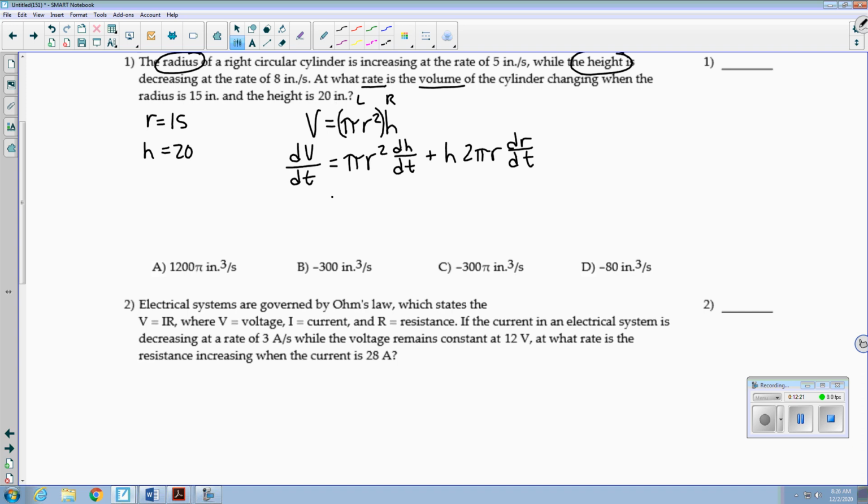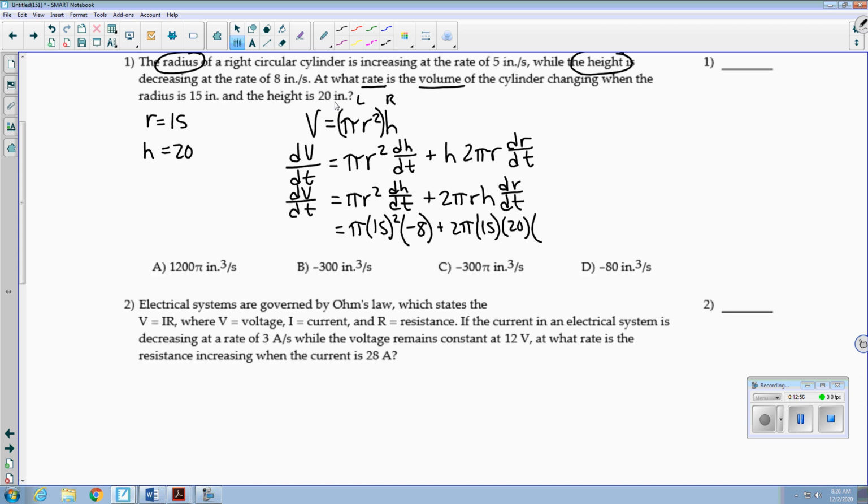So we're just going to clean this up a little bit. We have pi r squared dh/dt plus 2 pi r h dr/dt equals dV/dt. And we are looking for the rate of change of the volume. So now I want to substitute in the values that I have. We have pi. We were looking at the point in time when the radius is 15. The rate of change of the height was decreasing by 8, so we're going to put in a -8, 2 pi r, 15 times 20. dr/dt was +5 because that value is increasing.